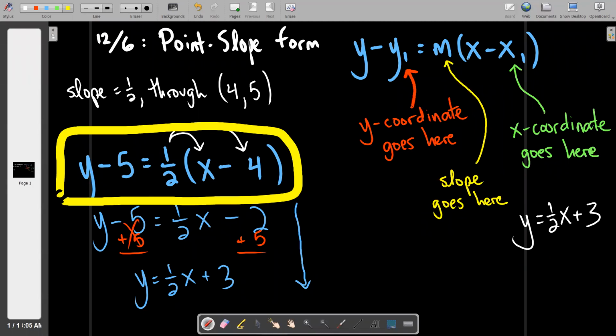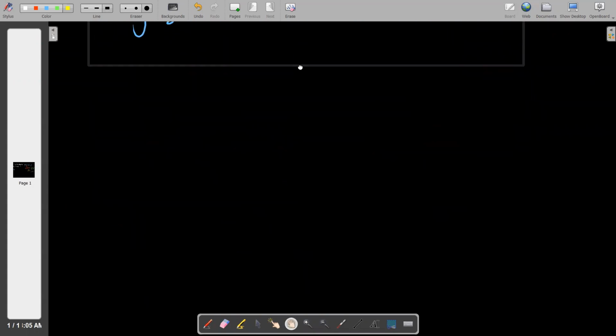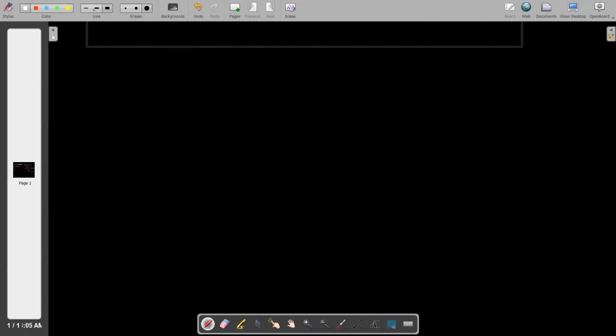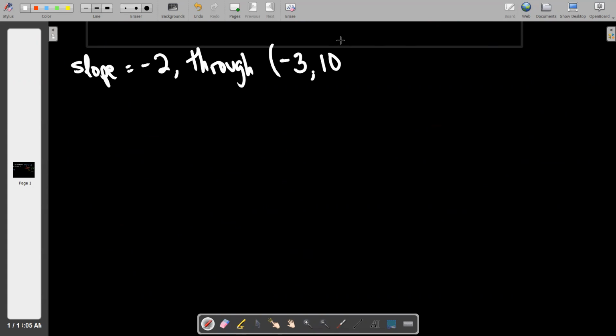So let's practice again. I'm going to give you some information, and you're going to write me the equation of the line. So this time we're going to have a slope of -2, and the line is going to pass through the point (-3, 10).